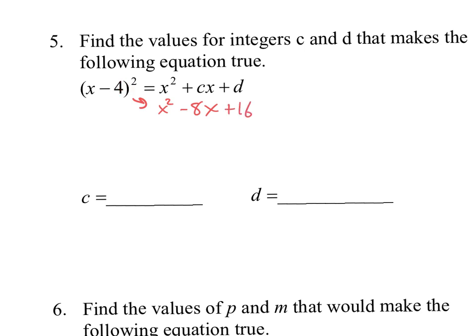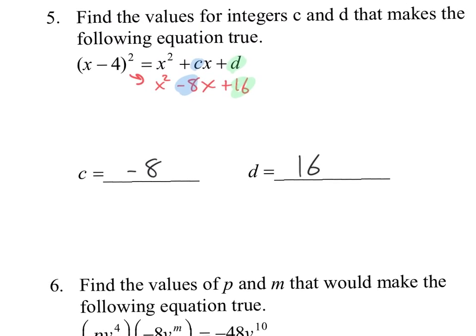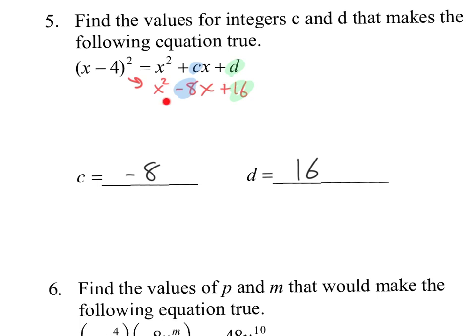All right, literally all you have to do now is just line it up. What's c? Well, it's got to be negative 8. What's d? Well, it's got to be 16. And that's it. C is negative 8. D is 16. Done. Okay, let me say this real quick. If you're not sure how I got that, I used the pattern. But if you're not familiar with this, you could just do the box method and you'll get the exact same thing.